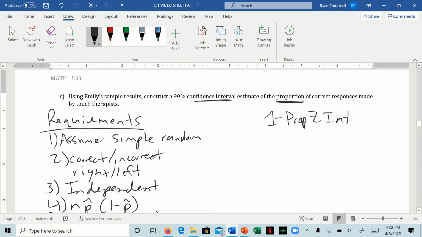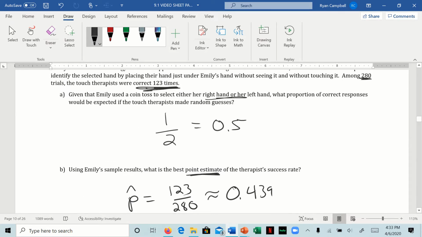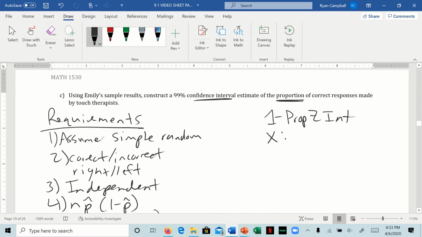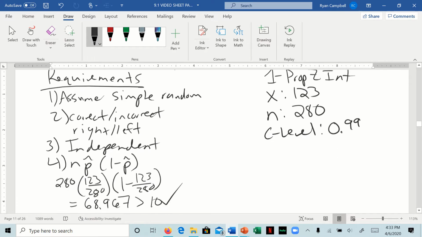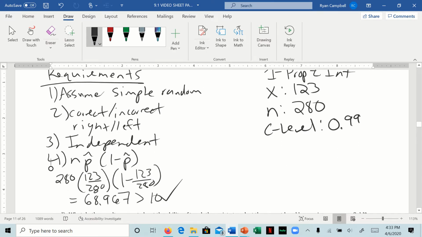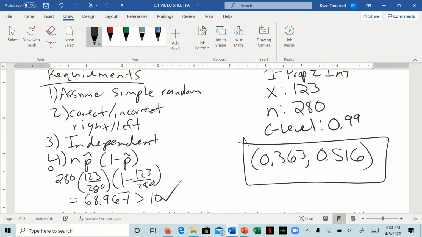All right, so into 1 prop z int, we have x. X is the number of successes. It has to be a whole number, so the number of times they got it correct was 123. N is going to be 280. The C level, that's the confidence level, which we can see right there is going to be 99%, so we just do 0.99, put it in its decimal form. So at the very top, when you hit enter, you should see 0.363, 0.516. And that's going to be our confidence interval.